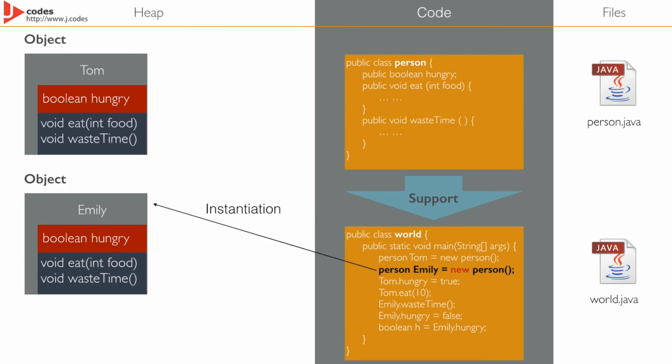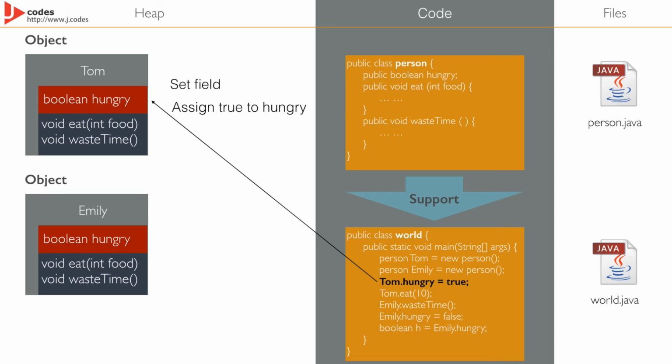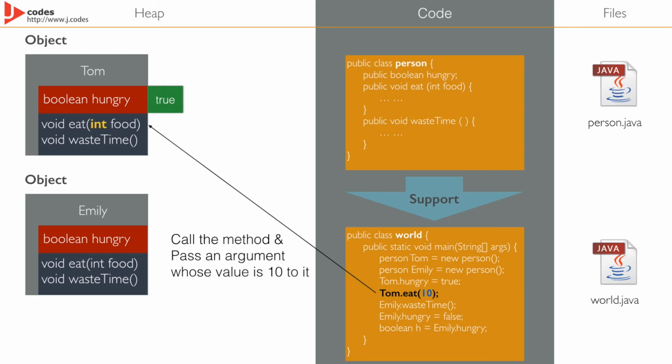The next line is doing the same as the above. It is creating an object called Emily. The third line is assigning a Boolean value of true to the field called hungry in object Tom. Now tom.hungry is true. This line is calling the method eat in object Tom and passes an integer of 10 as an argument to the method.